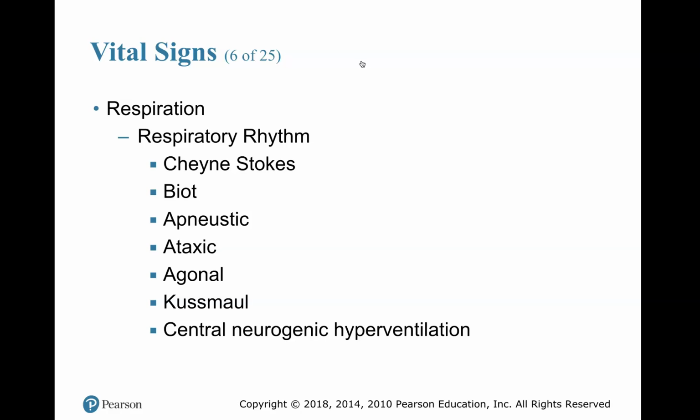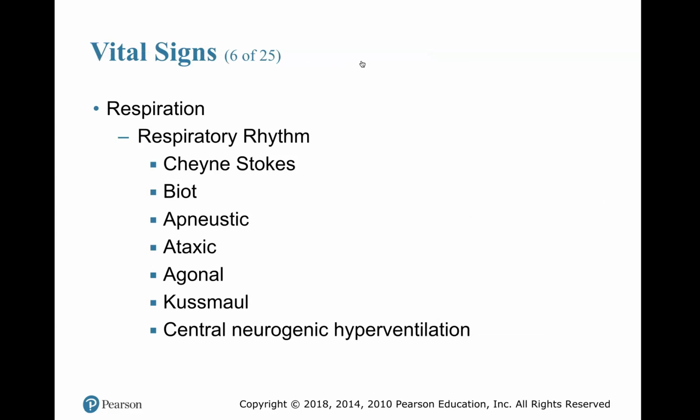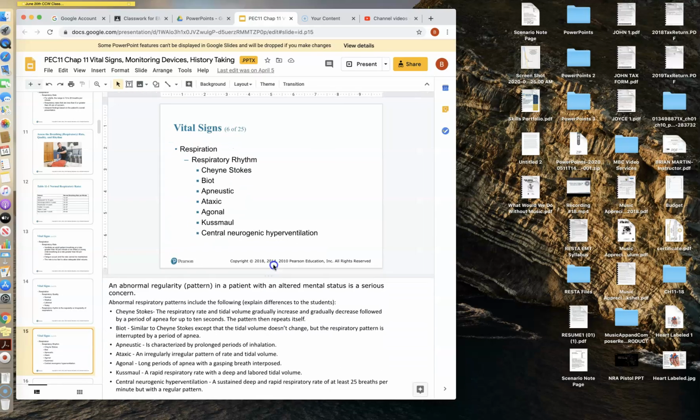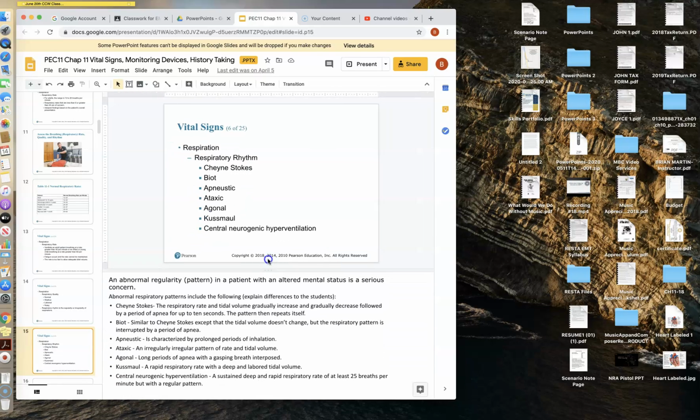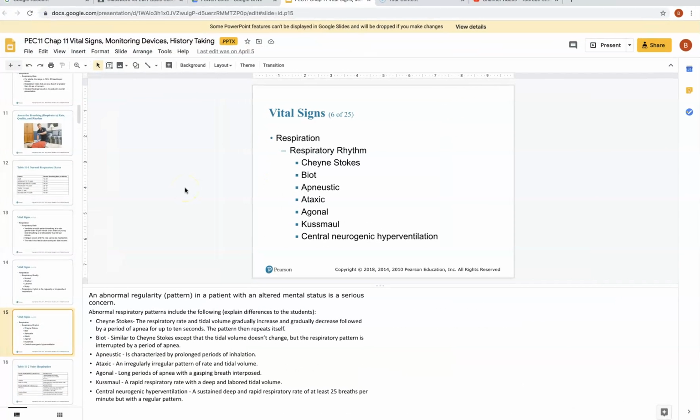Respiratory rhythm: Cheyne-Stokes, Biot, apneustic, ataxic, agonal, Kussmaul, and central neurogenic hyperventilation. So we want to look at the notes here, because I'm almost positive that it's going to give us the difference in each one. Okay, so we have, let me maximize this so you can see it.